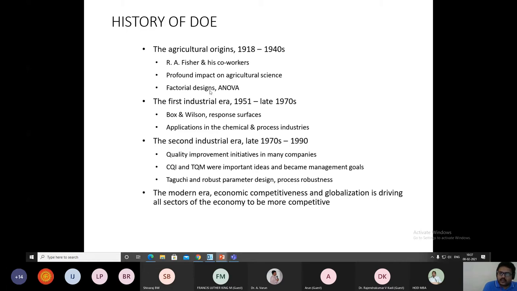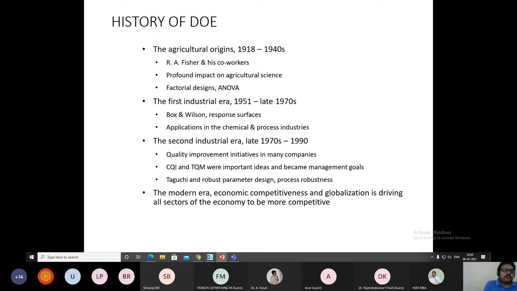in the further sessions. And I came to know from the schedule that you have a practice session on DOE as well, where you can see ANOVA and other details. The first industrial era, in the 1950s and late 1970s, saw Box and Wilson's response surfaces. Box and Wilson is very popularly known. The book Design of Experiments by Box and Wilson is a very popular book in the field, where you will find all the details about DOE.